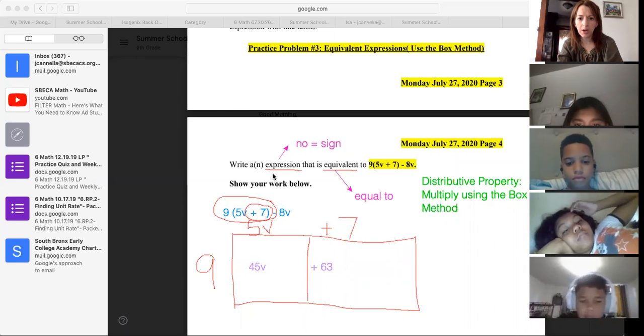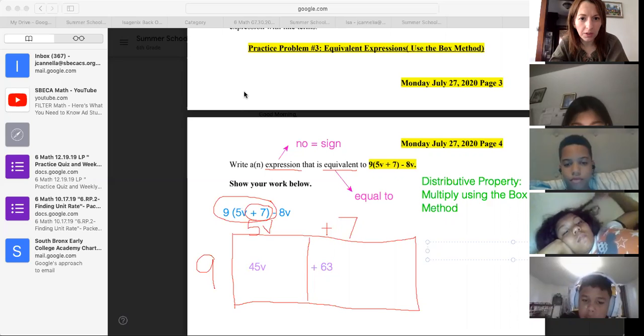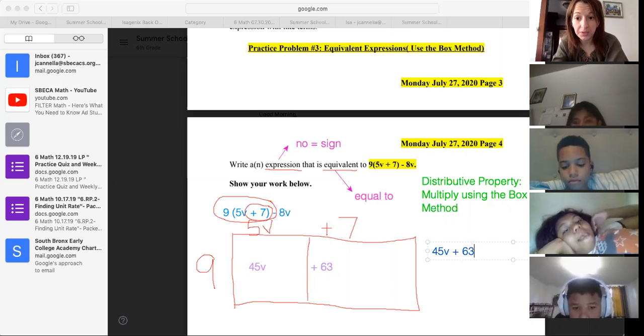We have to do one more part because we have to attach the 8v now. This is what we got. We got 45. So put another color here. Let's try blue. We got here 45v, right? This is what we just came up with, plus 63 minus 8v.